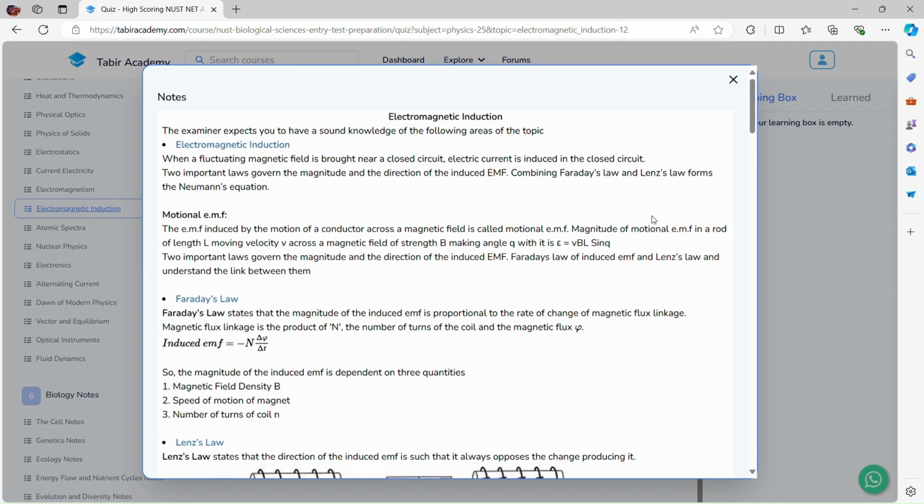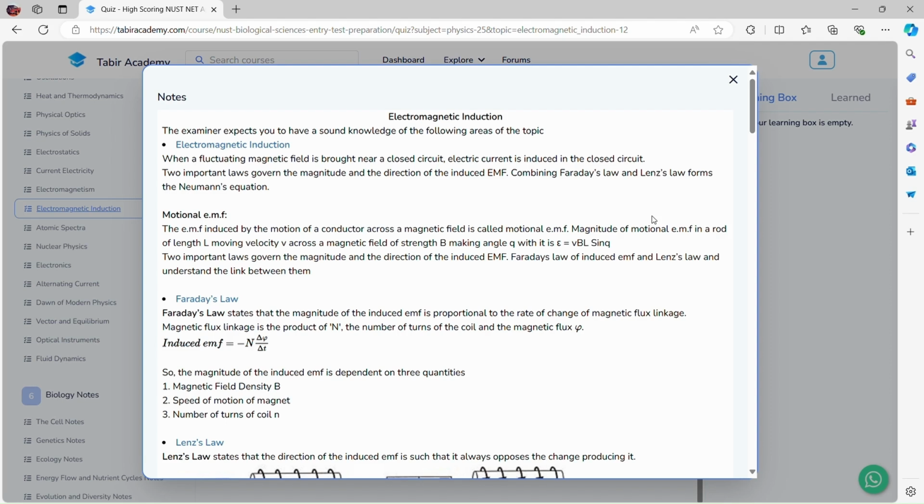Motional EMF. The EMF induced by the motion of a conductor across a magnetic field is called motional EMF. Magnitude of motional EMF in a rod of length L moving with velocity v across a magnetic field of strength B, making angle θ, is epsilon equals v B L sin θ.